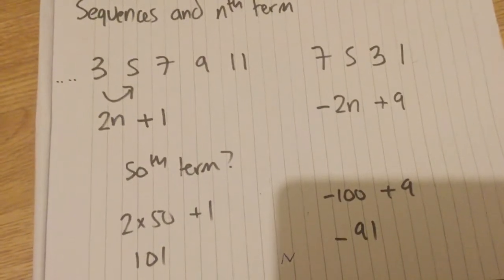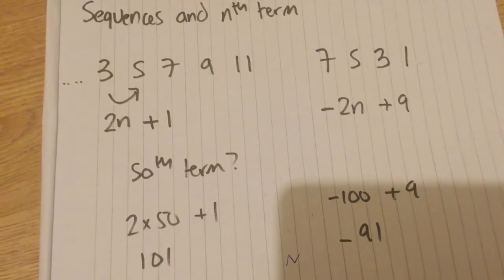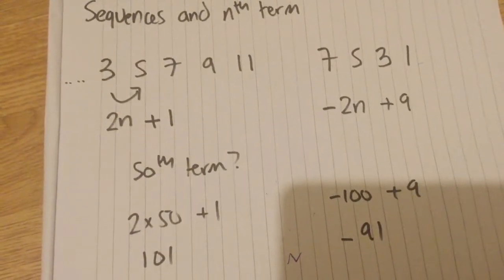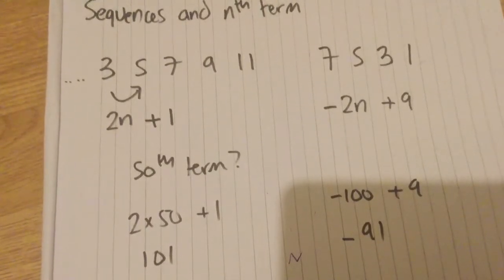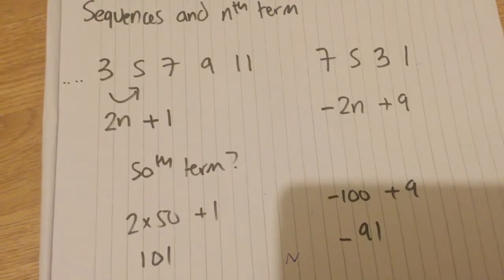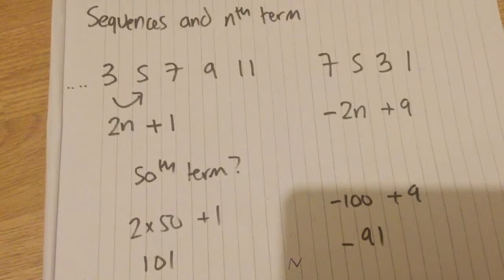Similarly, on the other side, we want to find the 50th term on that one. 2 times minus 2 times 50 is minus 100. Add 9, minus 91. So again, if you carried on taking away 2's, and you did that 50 times, if you wanted the 50th number in that list, it would be minus 91. Okay, hopefully not too depressing. It's pretty simple. And that's that, I guess.